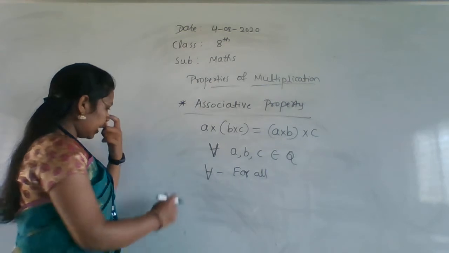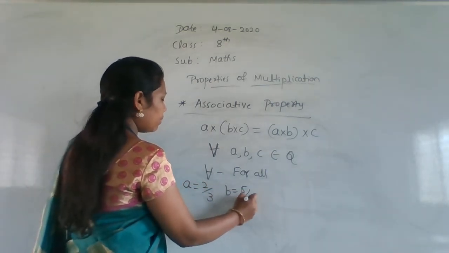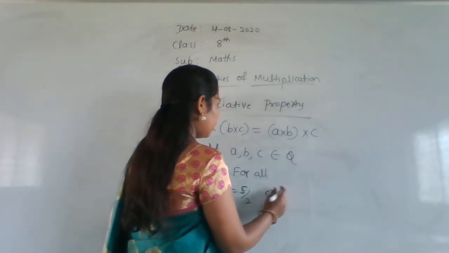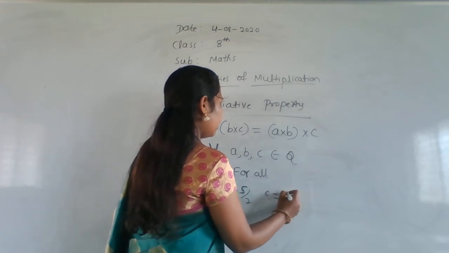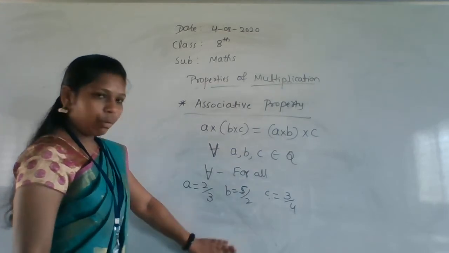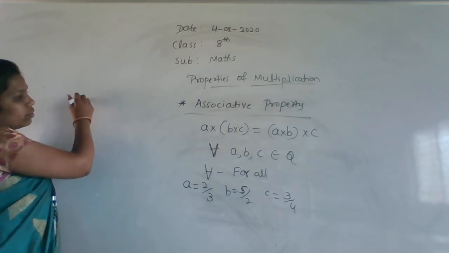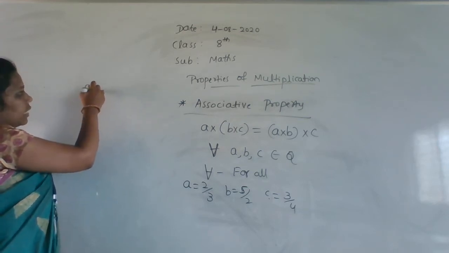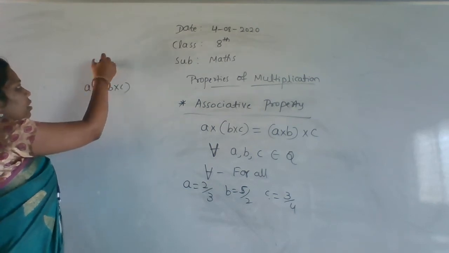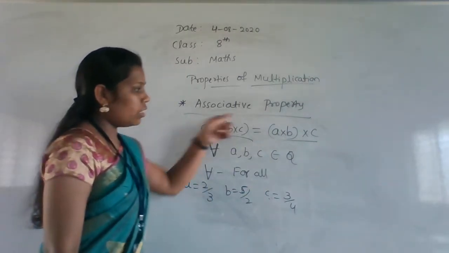I'll give an example. Take here A is 2 by 3 and B is 5 by 2, and C is 3 by 4. Okay. We'll do multiplication now. Everyone see here please. First I'll take the A into B into C. So this is nothing but the LHS. This is the RHS. Everyone observe. This is the LHS. This is the RHS.